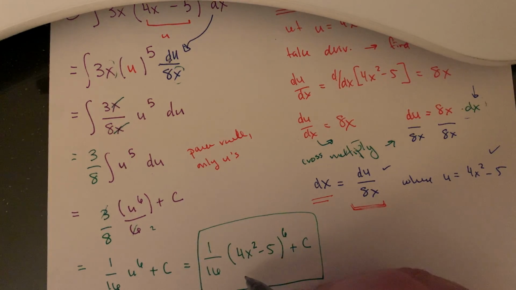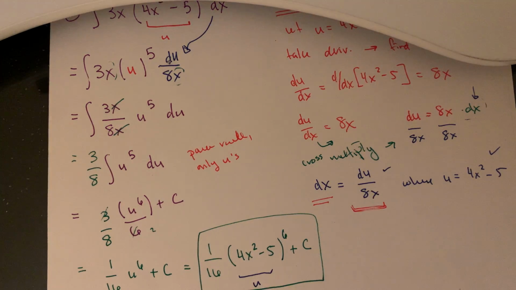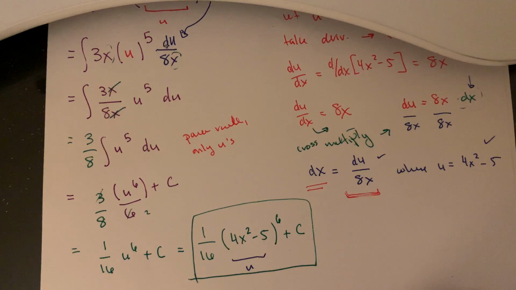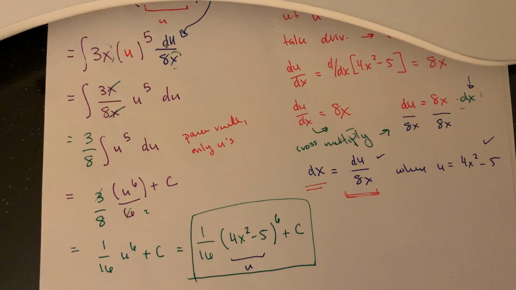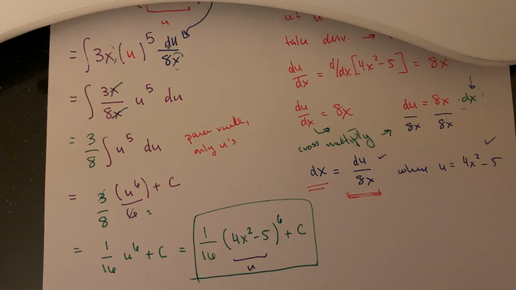Back in, that was the original u. So my final version is 1 over 16, quantity 4x squared minus 5 raised to the 6. And then the whole thing is plus c. So that's what we're dealing with. We're obviously going to run a few more examples. There's, as always, a number of different setups. So we'll run a few more examples to try to get comfortable and get this technique down.